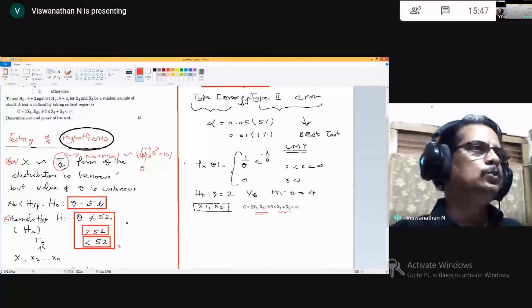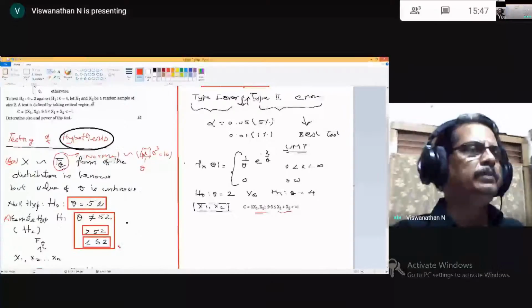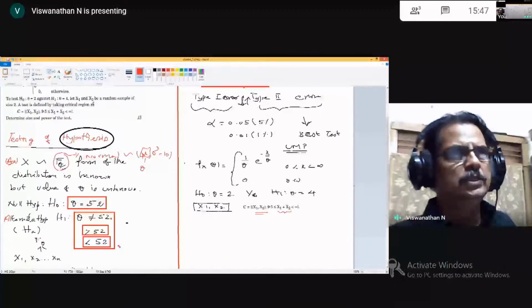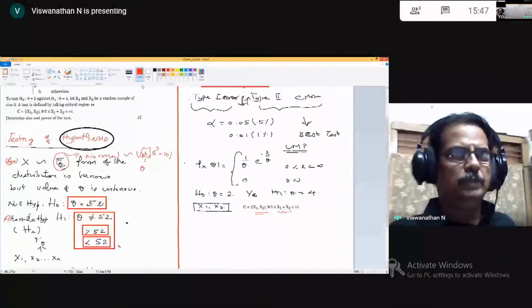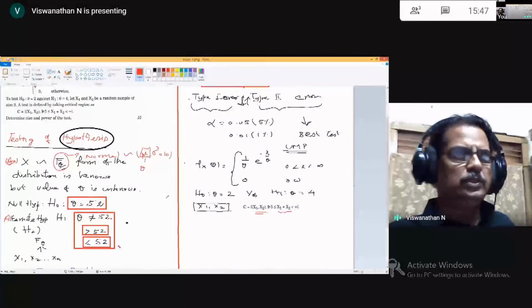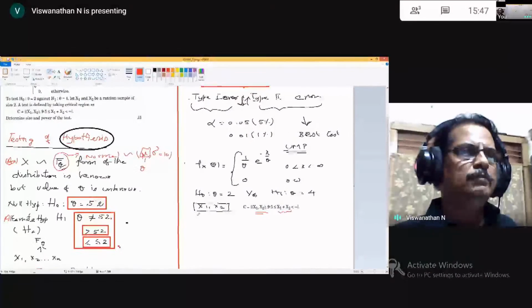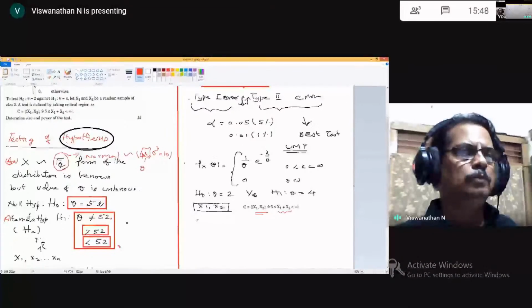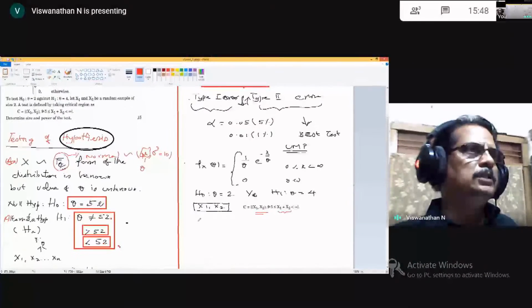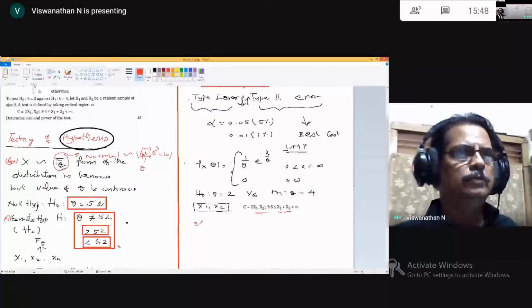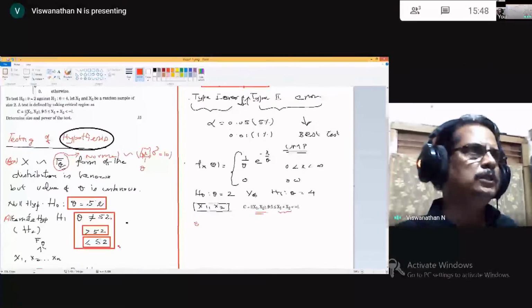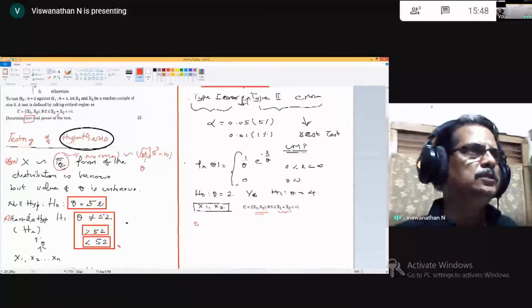Now we want 2 things. One is the size of the test, and another one is the power of the test. It is type 1 error, type 2 error. Type 1 error, and 1 minus type 2 error is the power. First let me fix type 1 error, or say size of the test. If you carefully see here, one is size, another one is power. We will take one at a time.